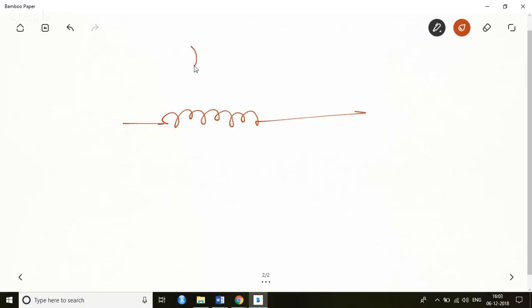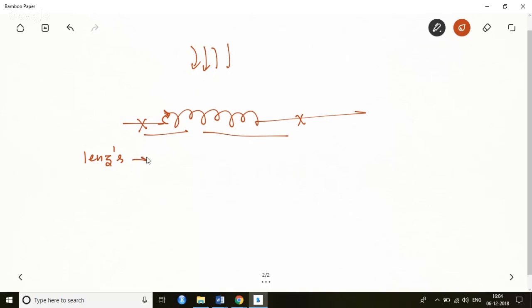By Lenz's law, suppose this is my conductor, and there is a varying magnetic field coming like this and crossing my conductor, and due to this a voltage difference is produced across it, and due to this voltage difference a current is produced in it. I have already discussed this. Now what would be the direction of the current? Lenz's law defines the direction of the current produced in a current carrying conductor when it is put inside a changing magnetic field.